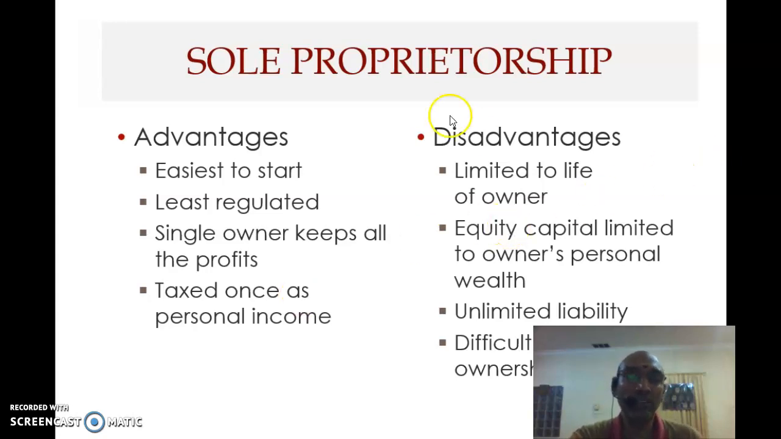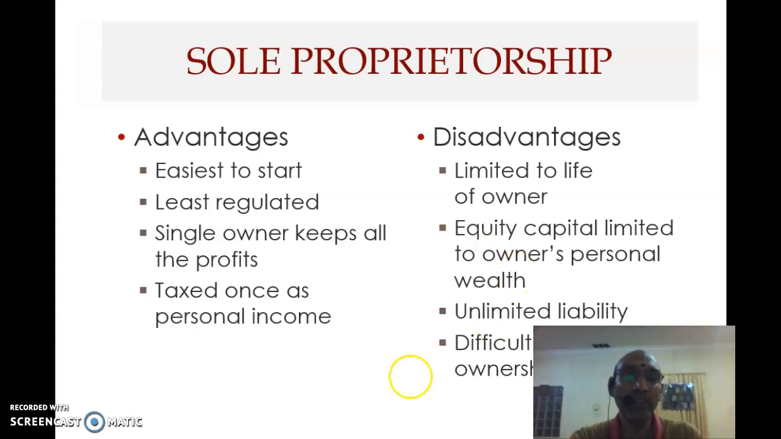But you have disadvantages as well. For sole proprietorship, it is limited to the life of the owner. Because it is dependent on one single owner, when the owner passes away or decides not to continue with the business, then the business life is also limited. It also ends. But in other forms of business, as you will see in companies, this will not be a disadvantage. Then the other disadvantage is that the equity capital, the amount of money that the business has, is limited to the owner's personal wealth. So if the business wants to grow, then the owner must increase her or his personal wealth so that she or he can invest in the business.